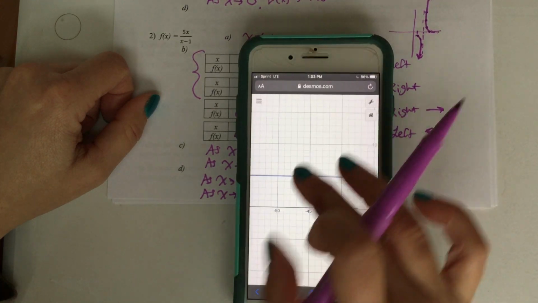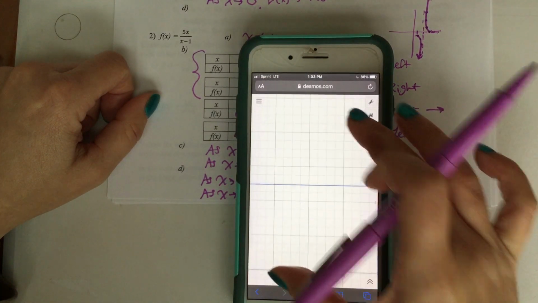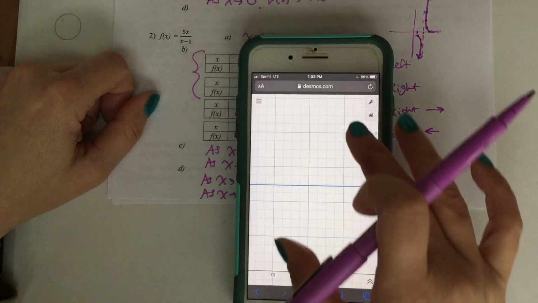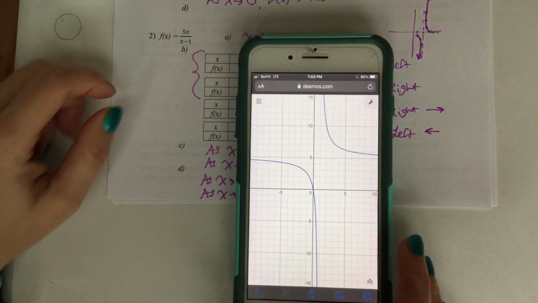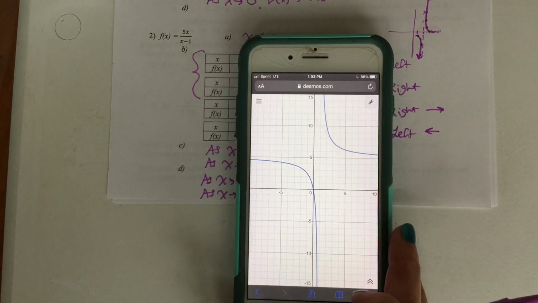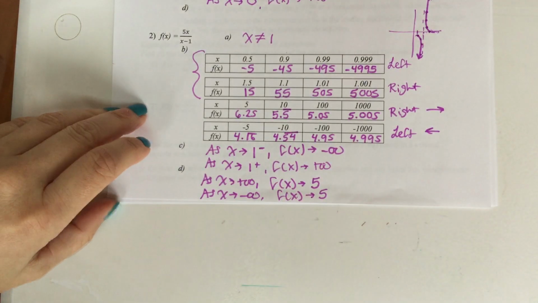My asymptote was a 5. Like here, it looks like it's touching. Zoom in though. That's not touching. It gets really, really close, but it will never actually touch it. It's such a cool thing. So here we have what are called vertical asymptotes and horizontal asymptotes.